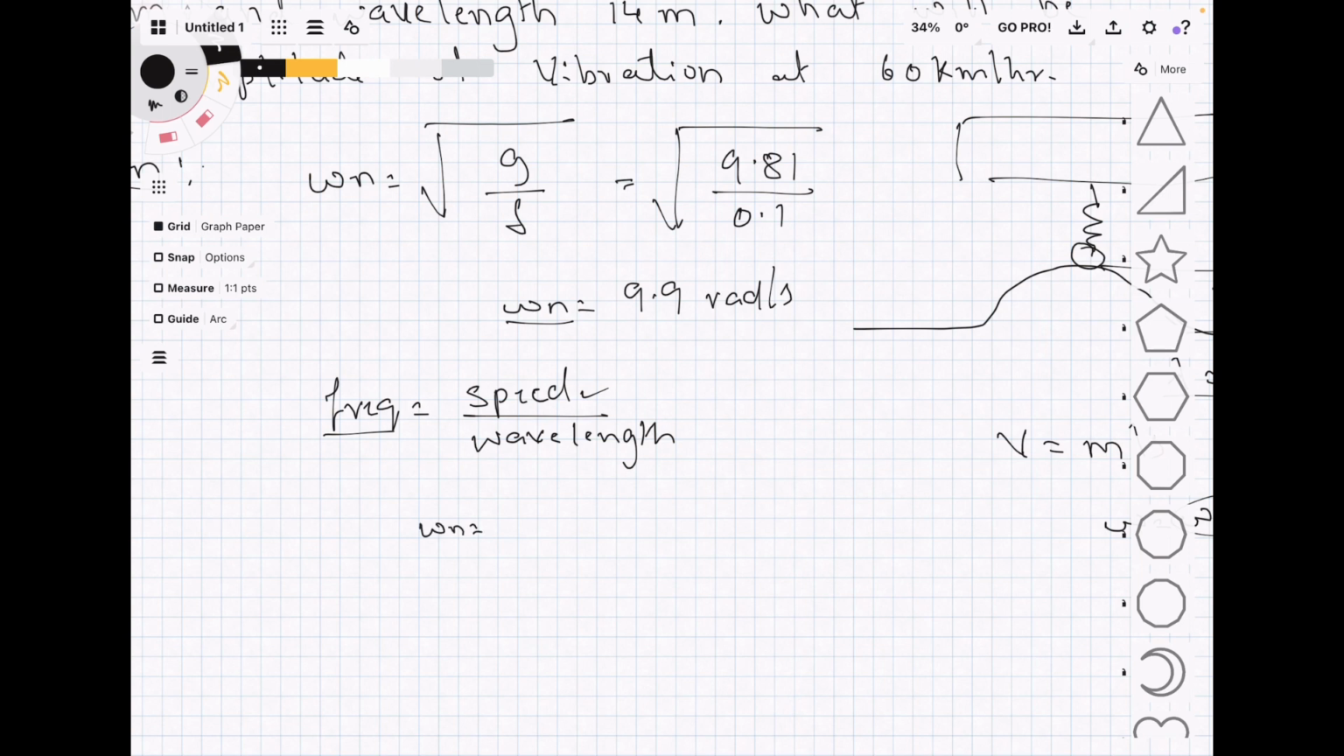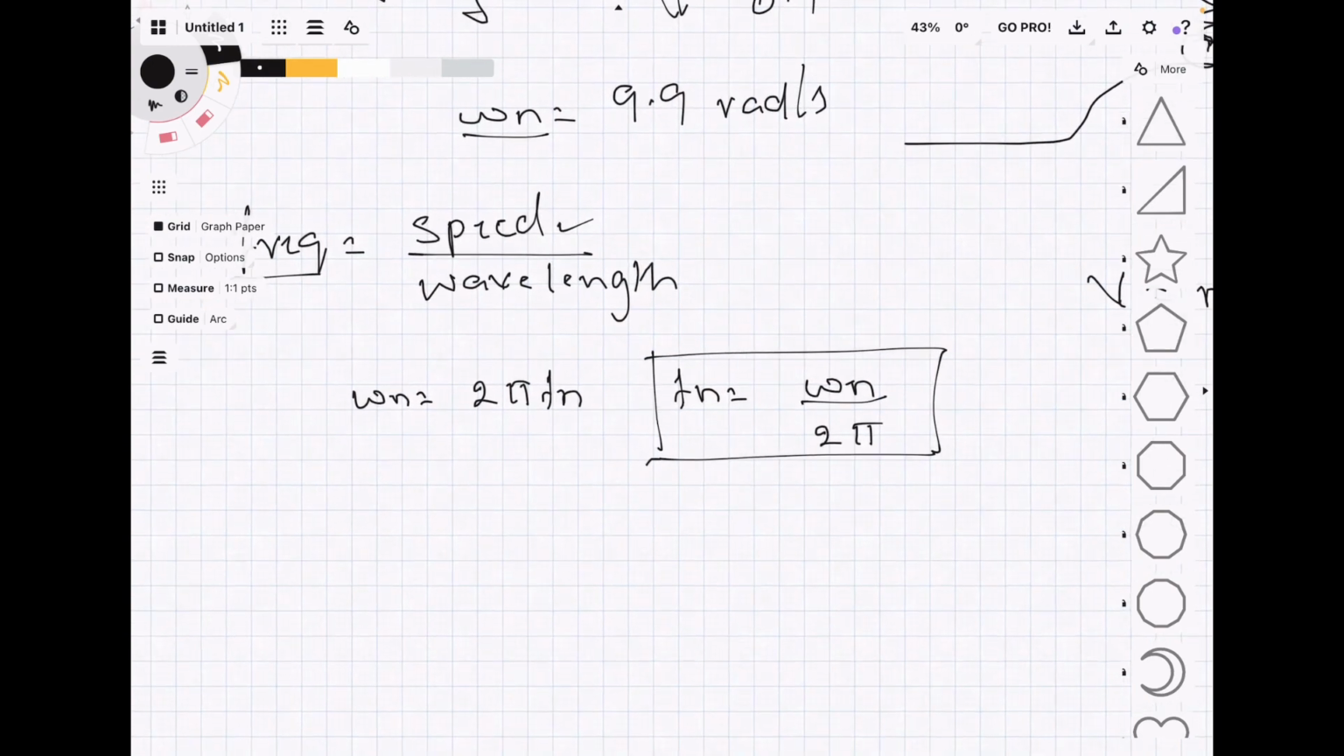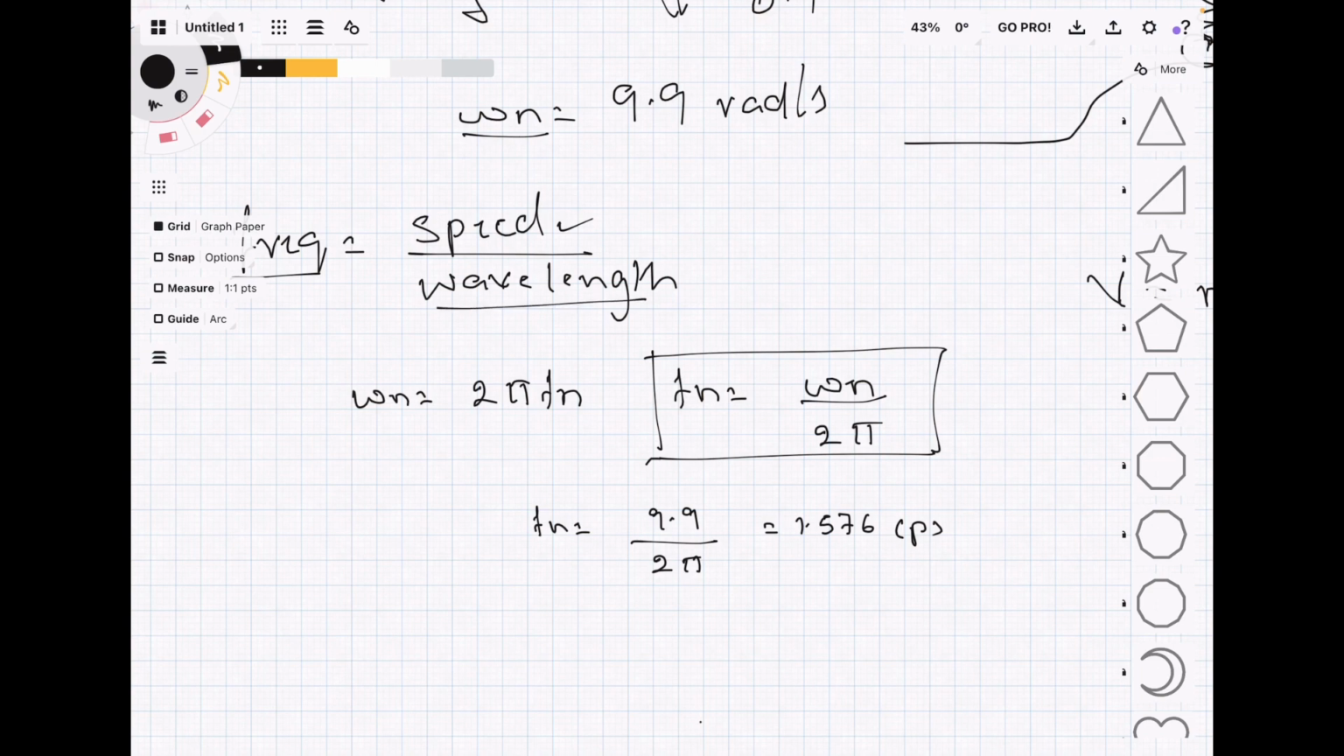We know that omega n is equal to 2 pi Fn, so Fn will be omega n upon 2 pi. This will be the formula. So we have Fn is equal to 9.9 divided by 2 pi, and you'll be getting 1.576 cycles per second.